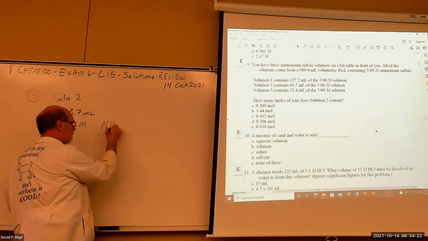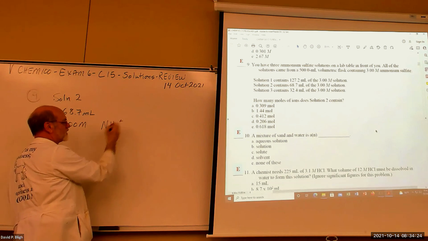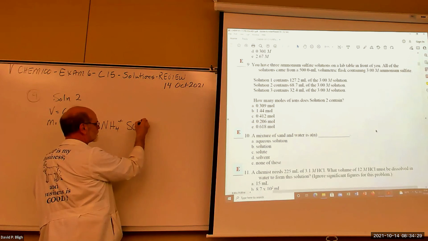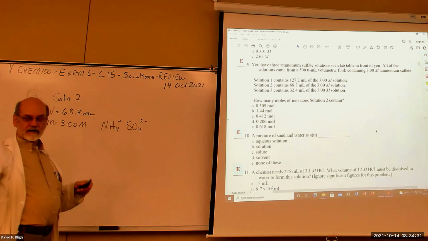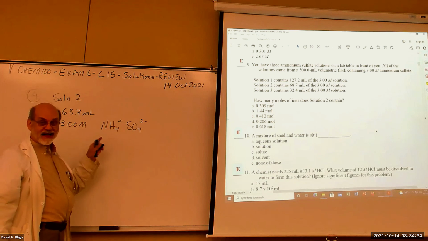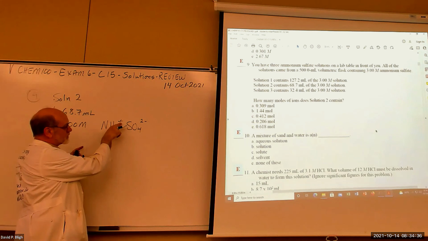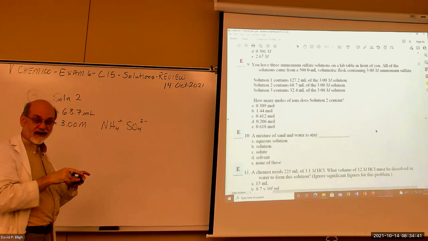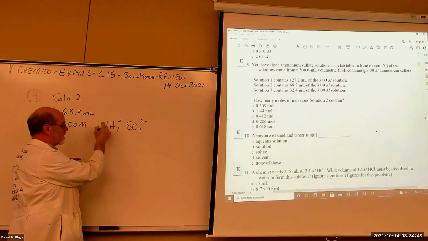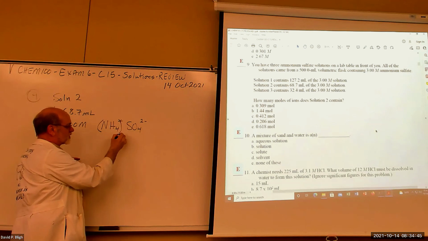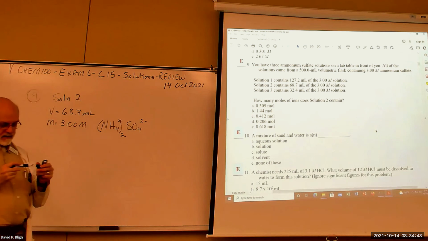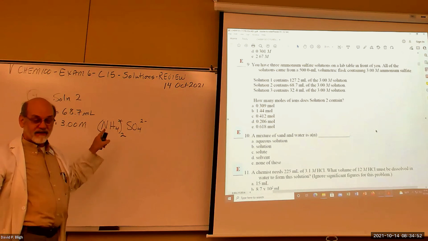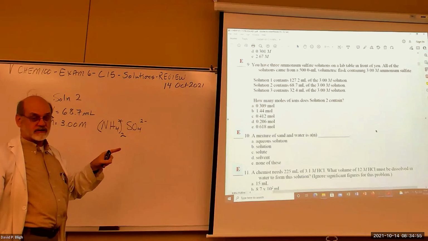Ammonium has a 1+ charge. Sulfate has a 2- charge. So we have to balance the charges. This is an ionic compound, so we need 2 of these positives. And since ammonium is a polyatomic ion, we can't change the subscripts. We need a parenthesis. So that's the correct way to write ammonium sulfate. And if you don't write it that way, then you can't answer the question.